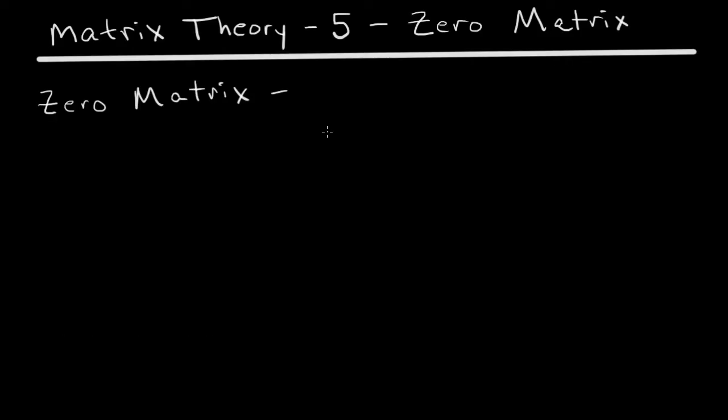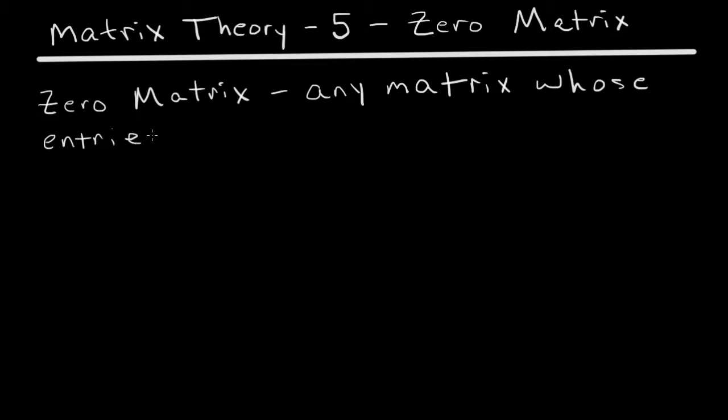Today we're going to be talking about the zero matrix. Now the zero matrix is going to be defined as any matrix whose entries are all zero.